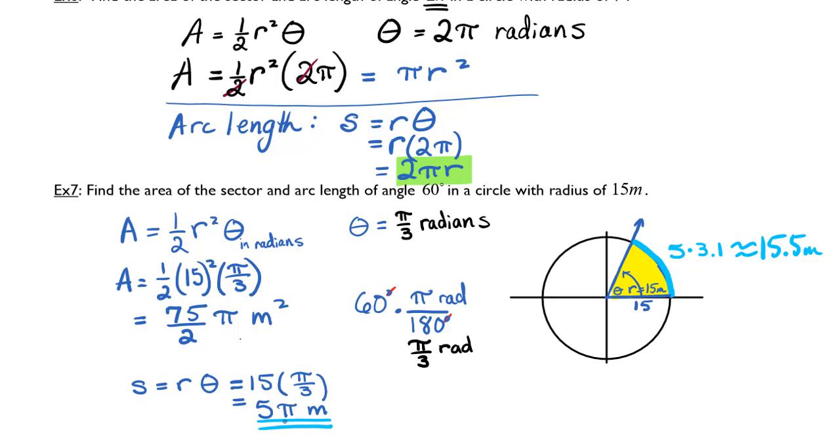Now, sometimes your book will want you to round this. Sometimes they'll want you to leave it as pi. It's kind of up to you, trial and error. I think once you practice this a few times, it will become a little more obvious how you want it to look.